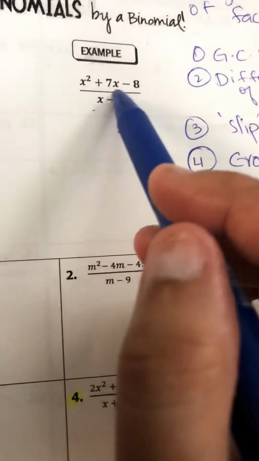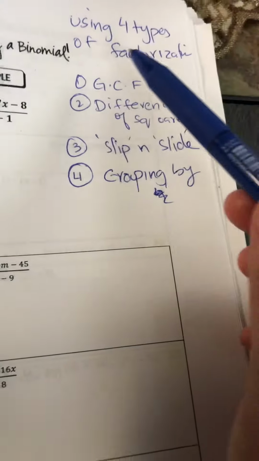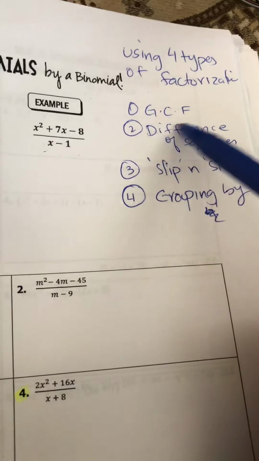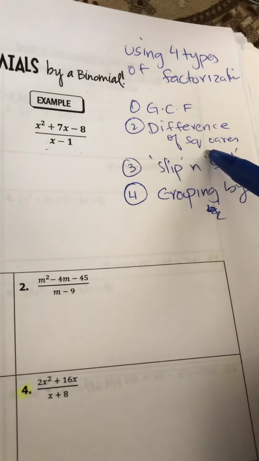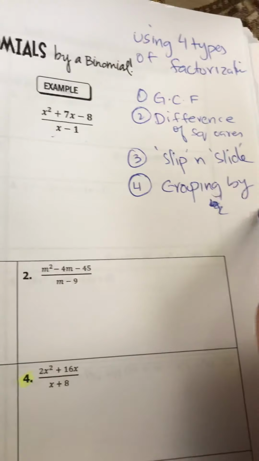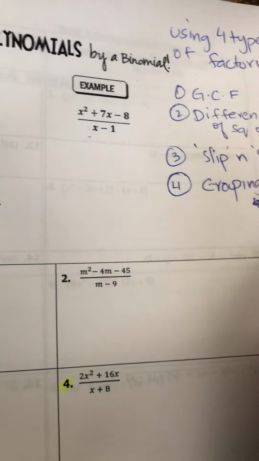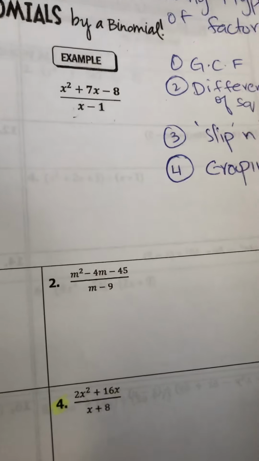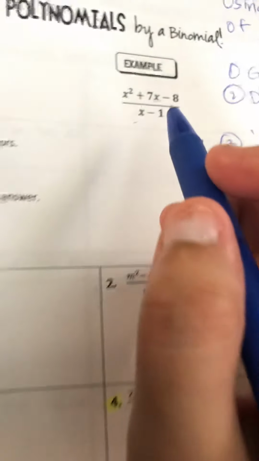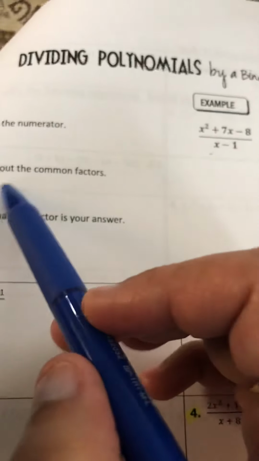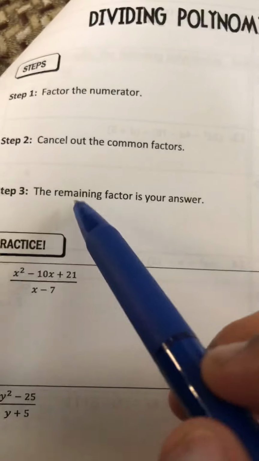Factor the numerator. Now there were four different types of factorization we learned. The first was just look for the GCF, the second one was difference of squares, the third one was slip and slide, and the fourth one was the grouping method, when there were four terms given and you were grouping them and then factoring those. So here the first step would be: factor the numerator, cancel out the common factors, and the remaining factor is your final answer. So I'm going to factor this numerator.